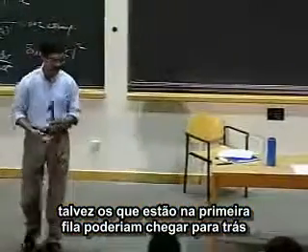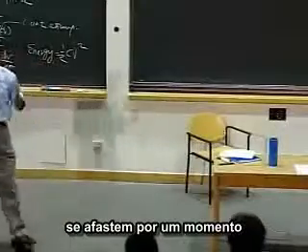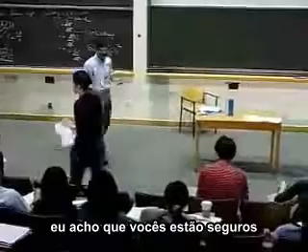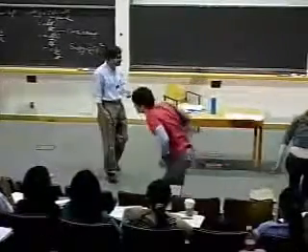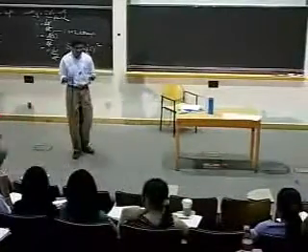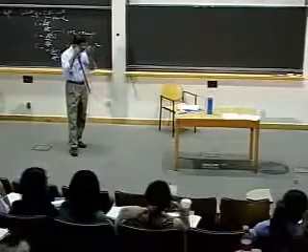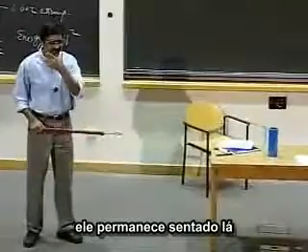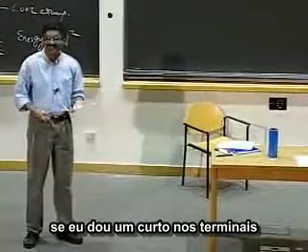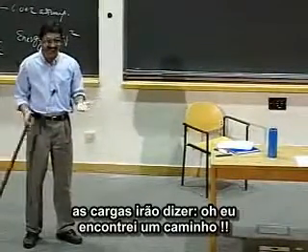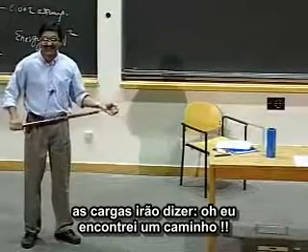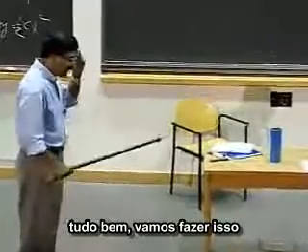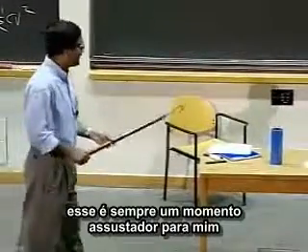Maybe the first row should kind of just go backwards. Just step back for a second. I think you guys would be safe, but I just don't want to take any chances. So this is holding a bunch of charge. It's kind of sitting there. So if I short the terminals, it should try to say, oh, I got a path. Let me get my charge out. So all right, let's do it.